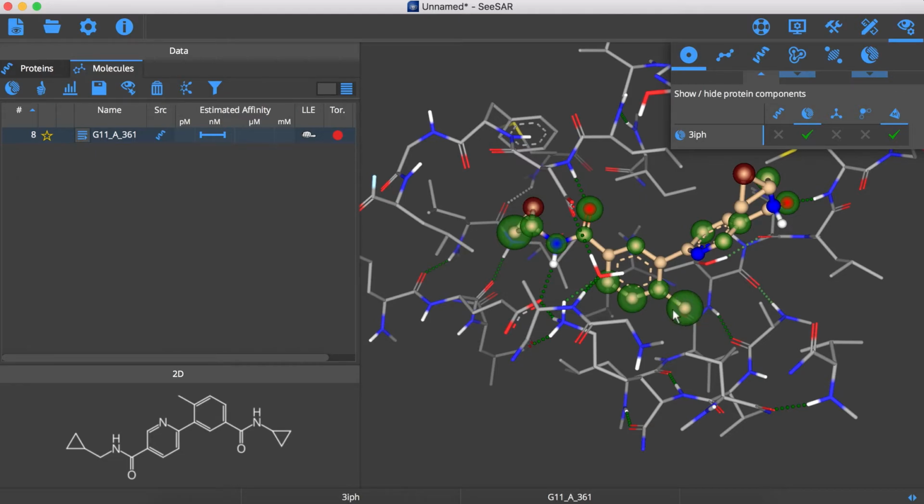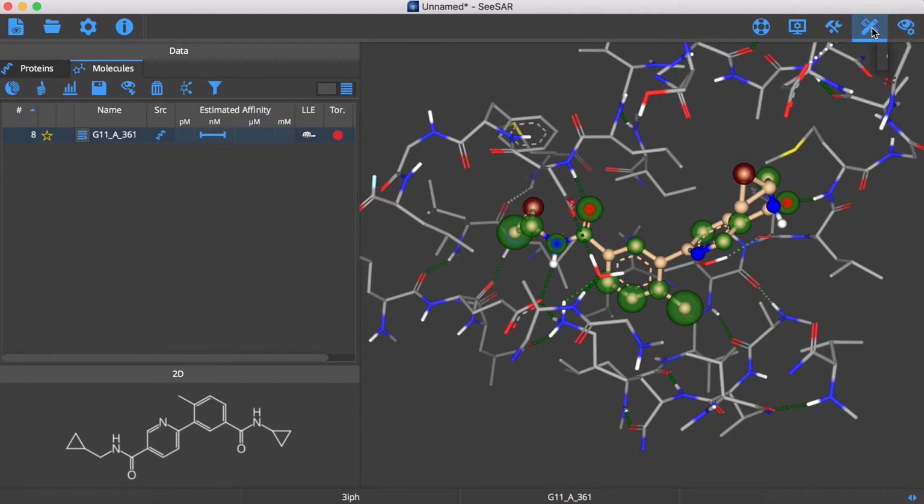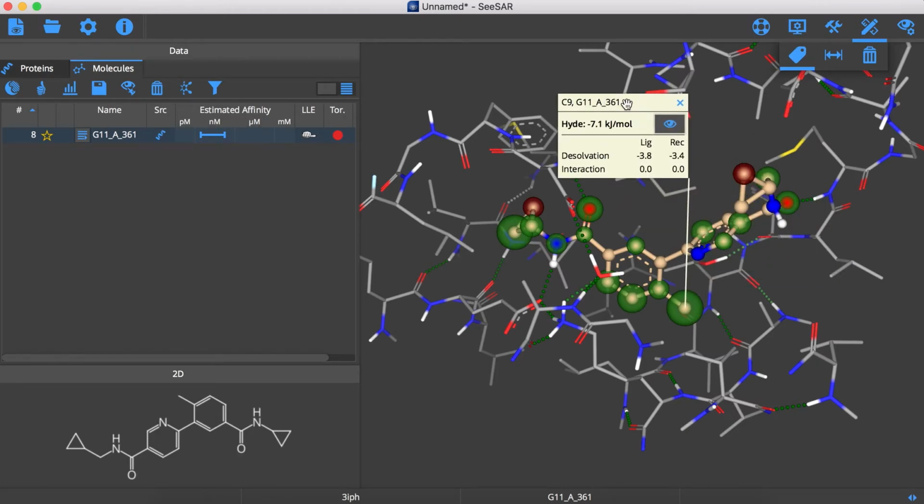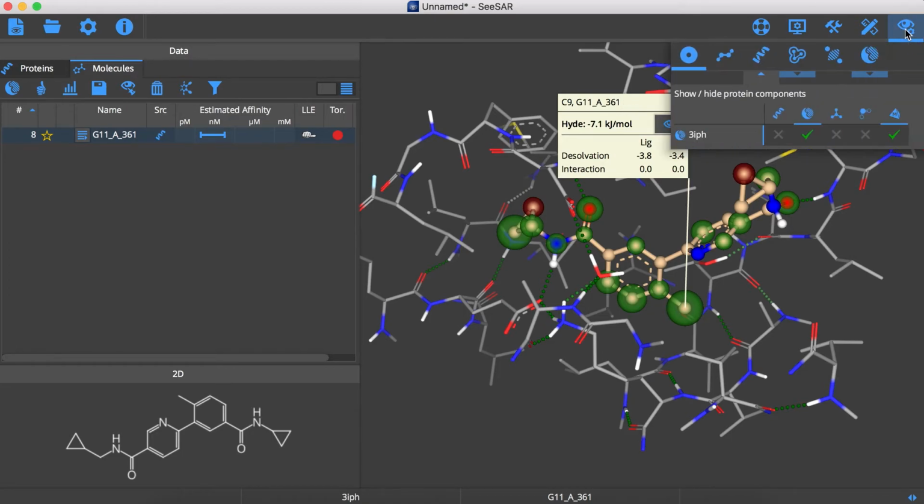So we can see that this methyl group here, that's the magic methyl, contributes with 7.1 kilojoule per mole to the overall affinity. At the same time, we can also study the conformational quality of the ligand, and that is shown here.